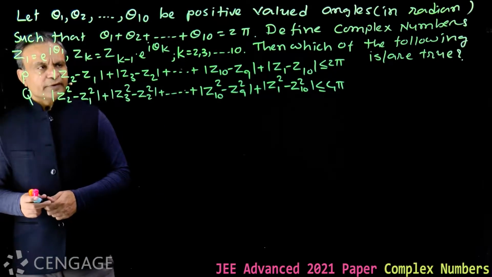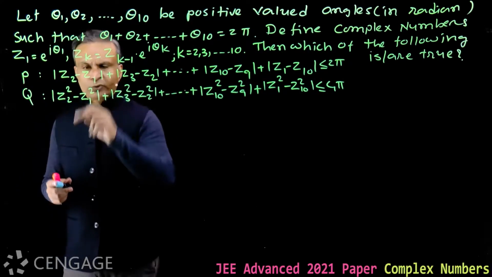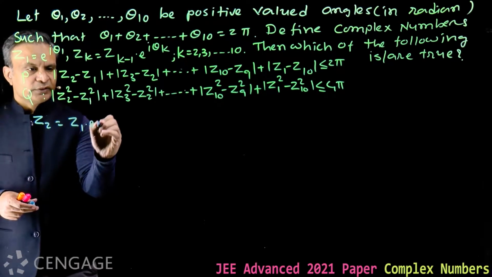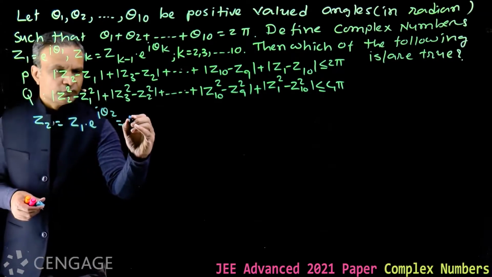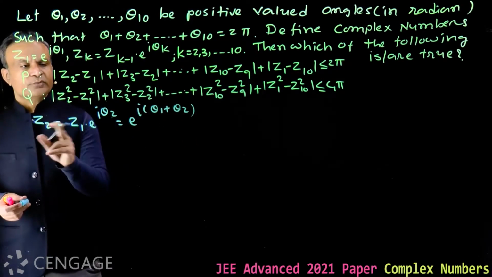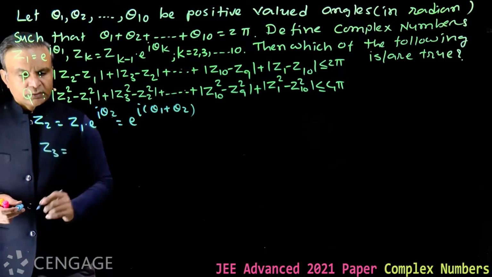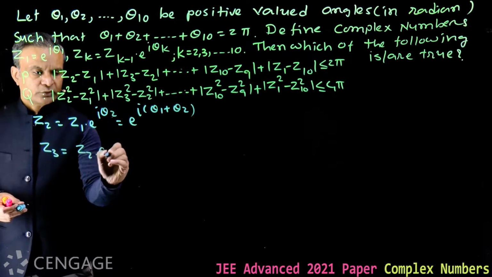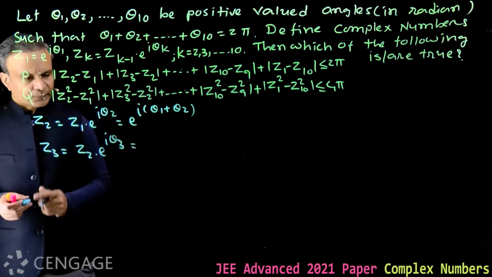Now we can find complex numbers z2, z3 up to z10 using this recurrence relation. Put k equal to 2, we get z2 is equal to z1 into e power iota theta 2. z1 is this, so z2 will be e power iota (theta 1 plus theta 2). The argument of the complex number z2 is theta 1 plus theta 2. Then we find z3: put k equal to 3, we get z3 is equal to z2 into e power iota theta 3, here we have theta k.